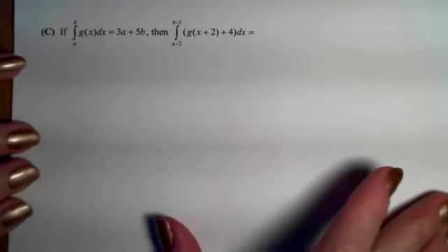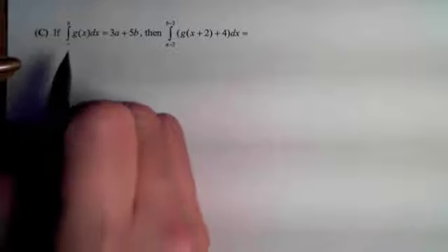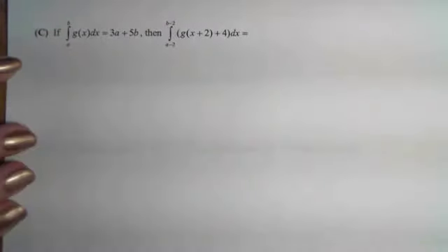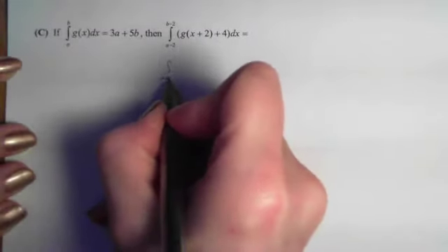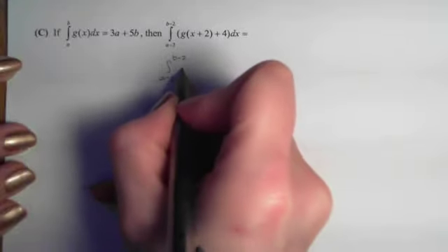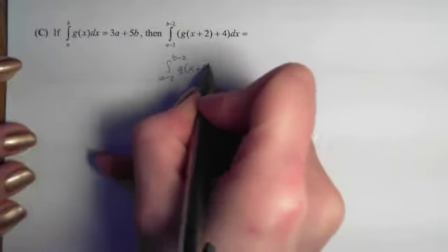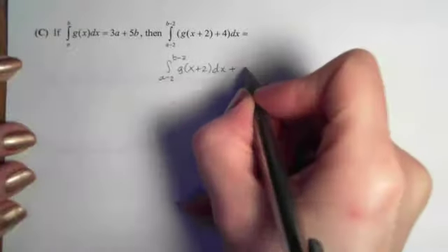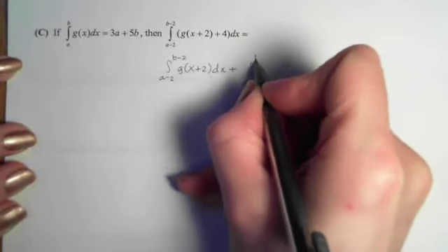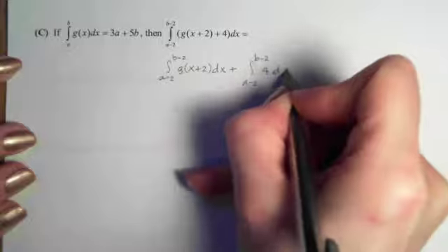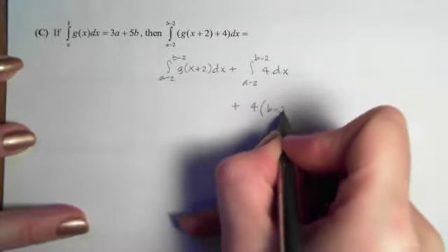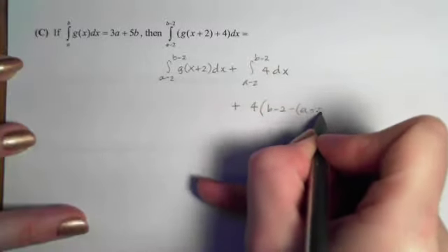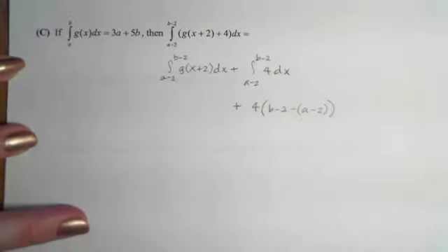My third and final version of this problem has an integral from a to b. Okay, this one's a little trickier. If I rewrite this, this will be the accumulation from a minus 2 to b minus 2 of g of x plus 2 plus the accumulation from a minus 2 to b minus 2 of 4. Now this piece is relatively simple. It's the constant times the upper limit minus the bottom limit. But this one is going to be a little trickier.